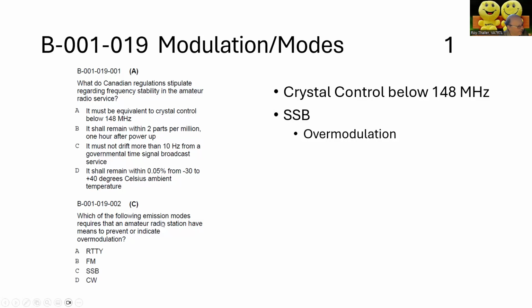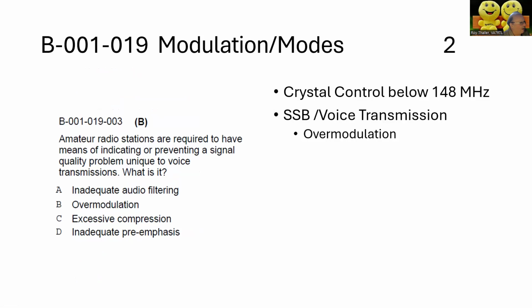Which of the following emission modes requires an amateur radio station to have means to prevent or indicate overmodulation? So you're going to get overmodulation when you use single sideband. So you have to be careful you don't overmodulate the signal. Amateur radio stations are required to have a means of indicating or preventing a signal quality problem unique to voice transmission. What is it? Again, when you're doing voice, you can get overmodulation, so the answer is B.